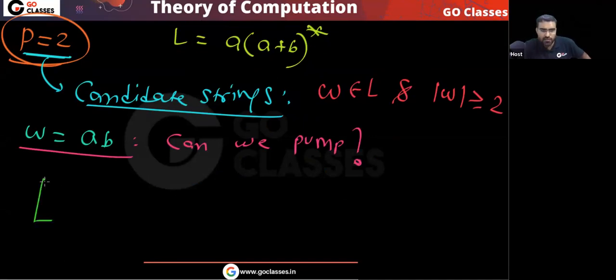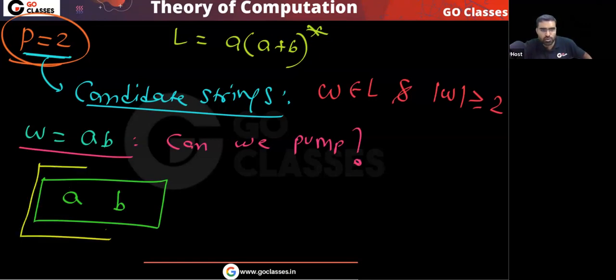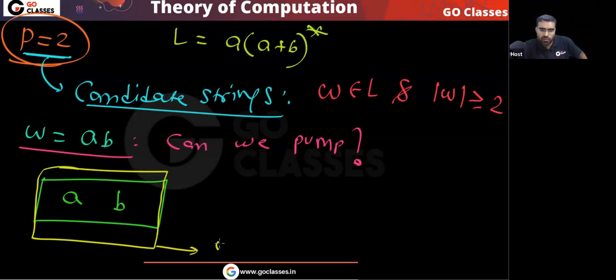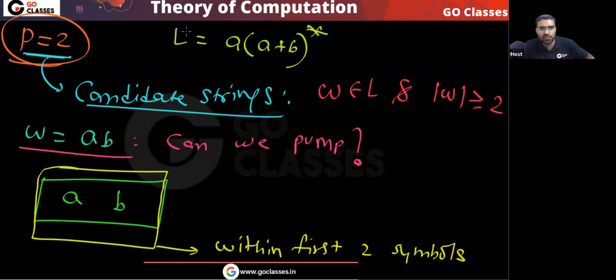Okay, so please tell me, for this AB, within how many symbols will you find y? Within the first 2 symbols, right? Because p equal to 2. So within the first 2 symbols, you will find y. Which y will work? See, this y will work.